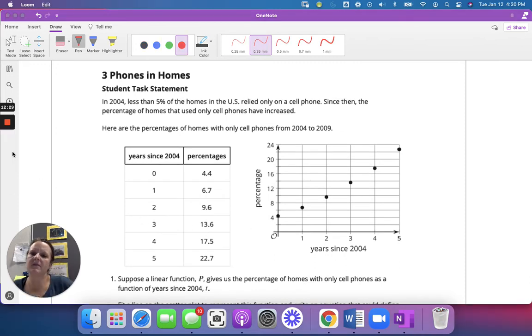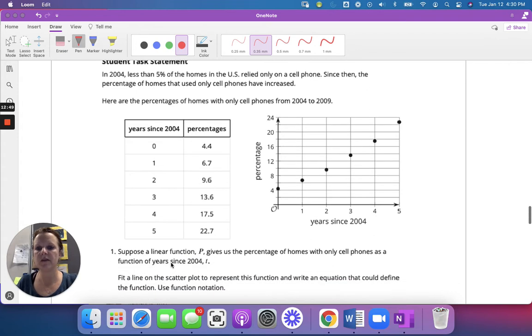Okay, last one. So, in 2004, less than 5% of the homes in the U.S. relied only on a cell phone. Since then, the percentage of homes that used only cell phones has increased. We've talked about this in the past. Here are the percentages of homes with only cell phones from 04 to 09.